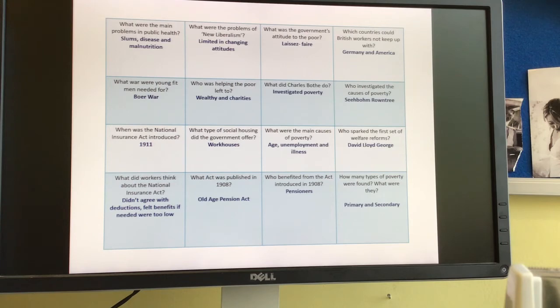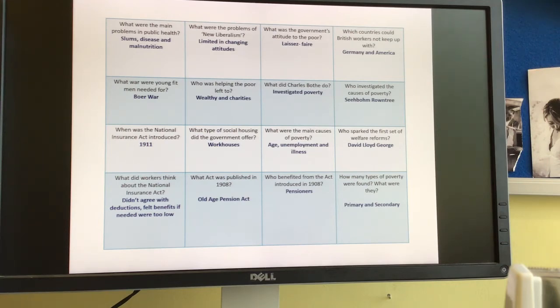National Insurance Act 1911. What type of social housing did the government offer? Well, workhouses to accommodate them. What were the main causes of poverty? Age, unemployment and illness. Who sparked the first set of reforms? David Lloyd George. What did workers think about the National Insurance Act?